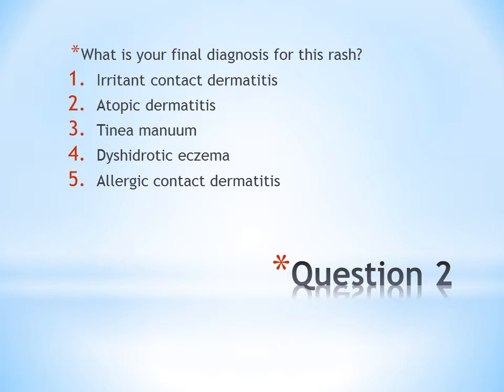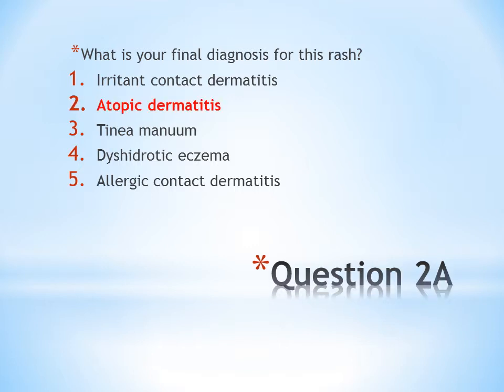Okay, so based on all the information that you have and the discussion of the differential diagnoses, what do you think this rash actually is? Is it irritant contact dermatitis, atopic dermatitis, tinea manuum, dyshidrotic eczema, or allergic contact dermatitis? Okay, so the correct answer is atopic dermatitis.